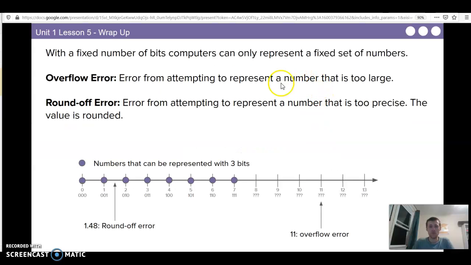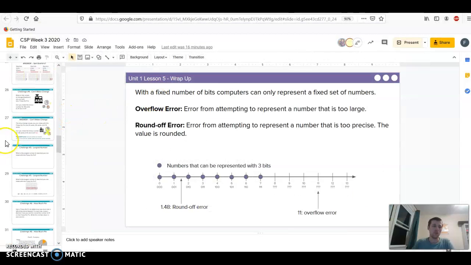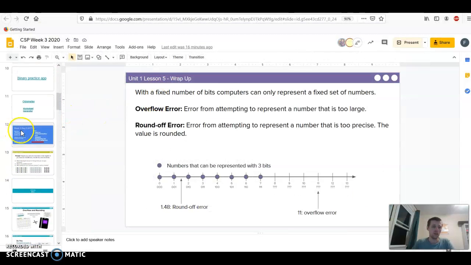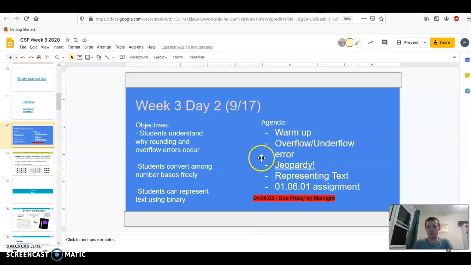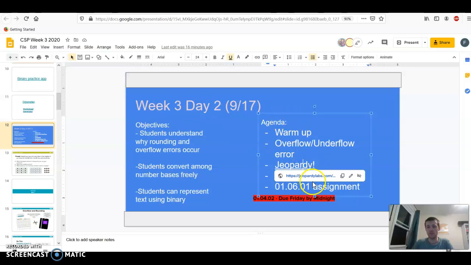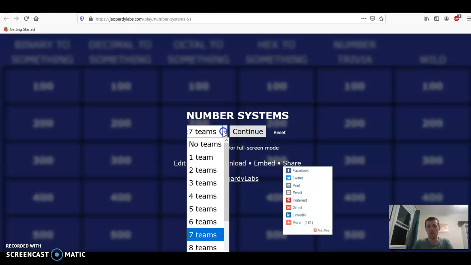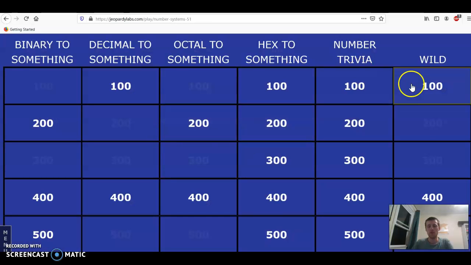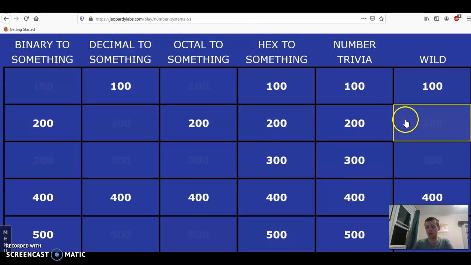All right, so to recap, overflow error is when we go too far in our numbers. Round-off error is what happens when we can't represent a number precisely enough because we do not have enough bits to do so. The last thing we did is we practiced some conversions using this Jeopardy game here. You guys can access this through the PowerPoint slide by clicking on the link. You can select No Team, and you will get this screen. These are some problems, and they're divided into various categories. You can explore these on your own.